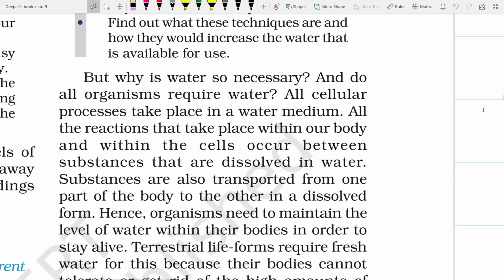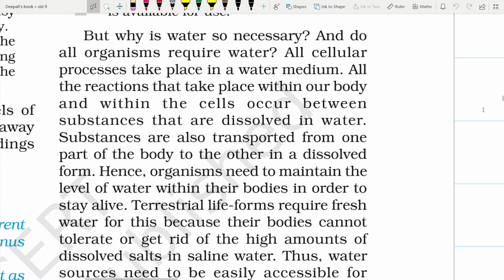But why is water so necessary? And do all organisms require water? All cellular processes take place in a water medium because it is the universal solvent. All reactions within our body and within the cell occur between substances that are dissolved in water. Substances are also transported from one part of the body to another in a dissolved form. Hence, organisms need to maintain a level of water within their bodies in order to stay alive.